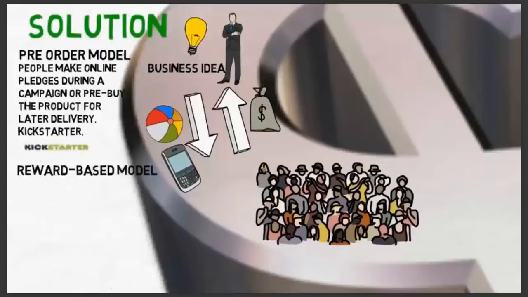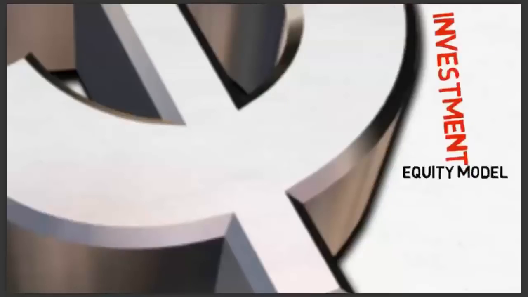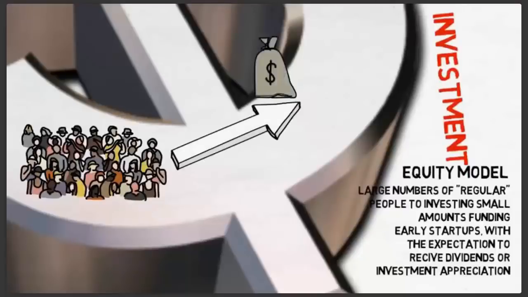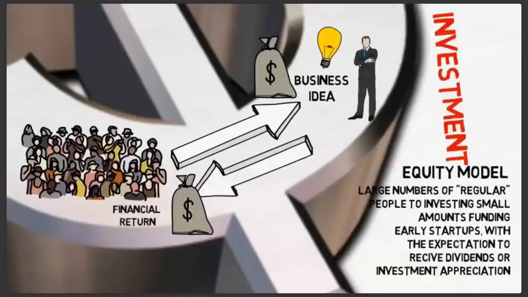The third is the reward-based method of crowdfunding. This is a variation on the two previous types, where investors get the satisfaction of helping and immediately get a predetermined reward or item of value, but no equity or ownership. A good example of this is Indiegogo. And finally, the fourth is equity-based crowdfunding. This is the newest model, which will allow large numbers of regular people like you and me to invest small amounts each online to fund early startups with the expectation to receive dividends or investment appreciation based on profits of the business.